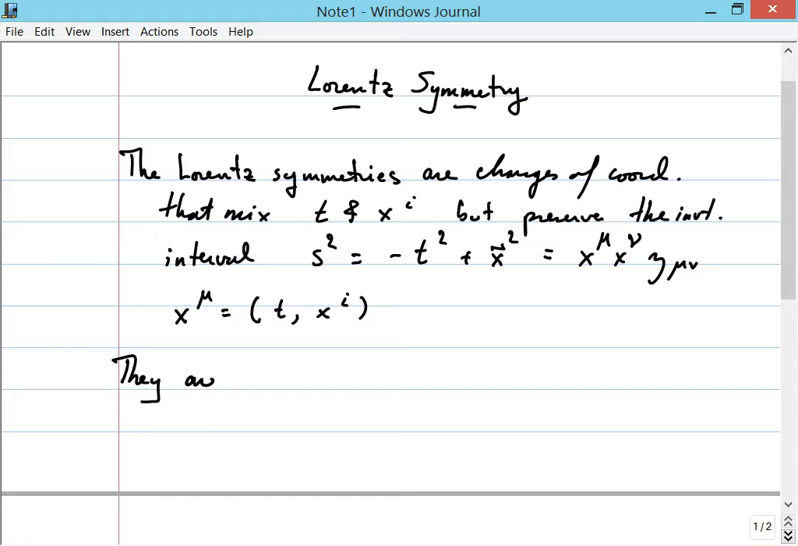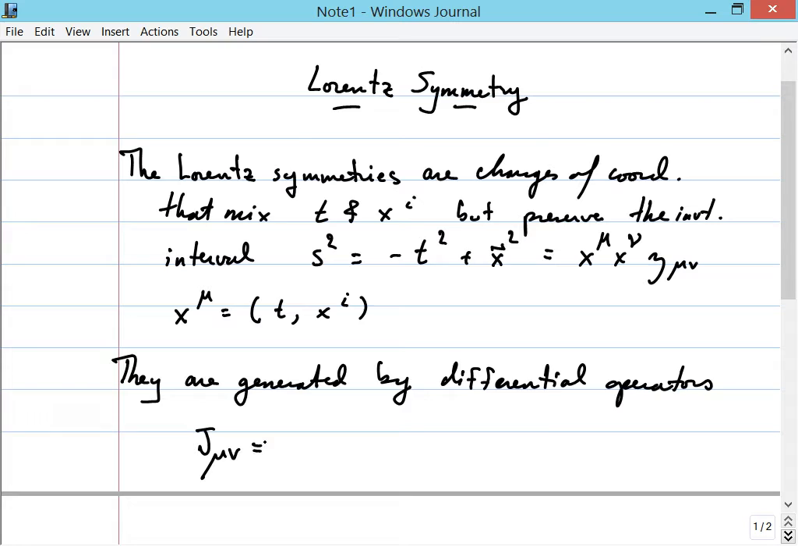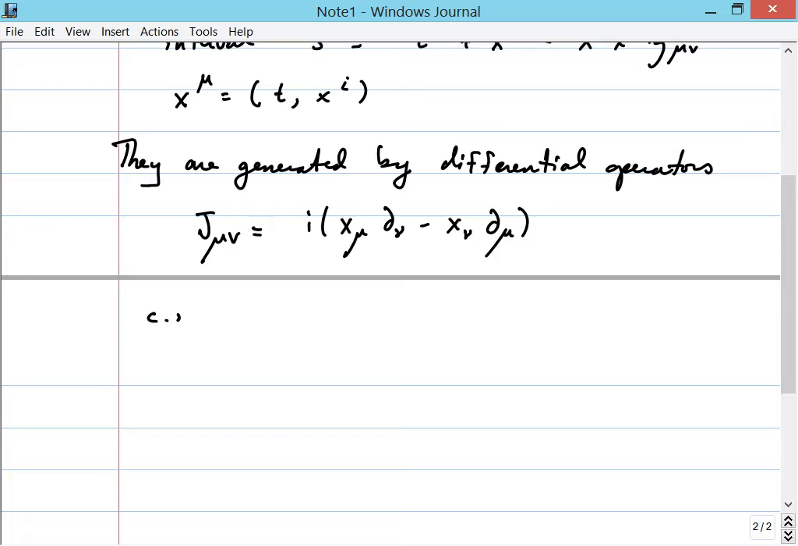Okay. And they are generated by the differential operators that we call J_{mu nu}, which are defined as x_mu d by d x^nu minus x_nu d by d x^mu. And this is supposed to be familiar to you because it's highly reminiscent of the differential operators that generate rotations. So for example, we would define the rotation generator J3 as i times x d by dy, I never quite remember which, minus y d by dx. And so this is just a simple generalization of this to accommodate rotations that mix space and time as well.